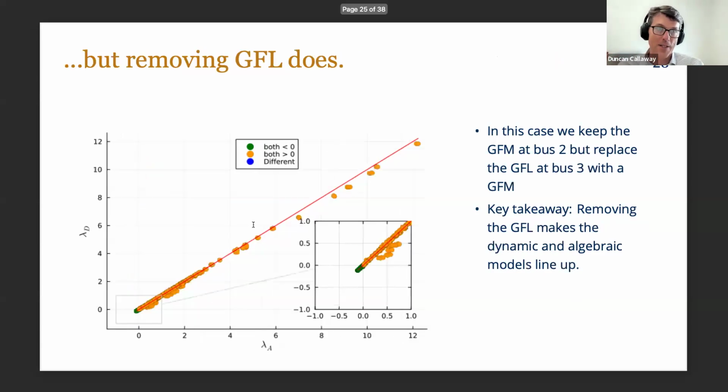And then we did the reverse. We said, what if we remove the grid following inverter at bus 3 and replace it with a grid forming inverter? And then run all of the parameters all over again. Unsurprisingly, this is really just consistent with everything that we've seen so far. In that case, all of the eigenvalues basically line up on this y equals x line. So removing that grid following inverter brings us to a situation where the algebraic approximations are sufficient for characterizing the small signal stability of the system.